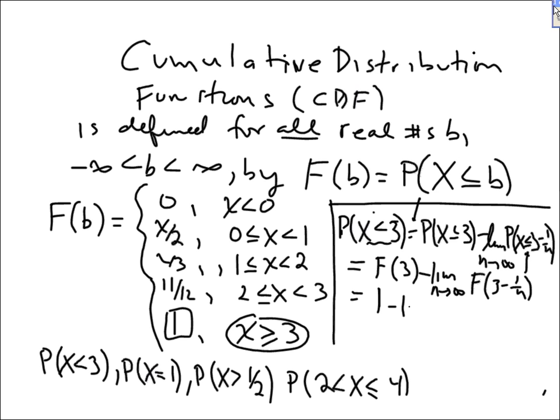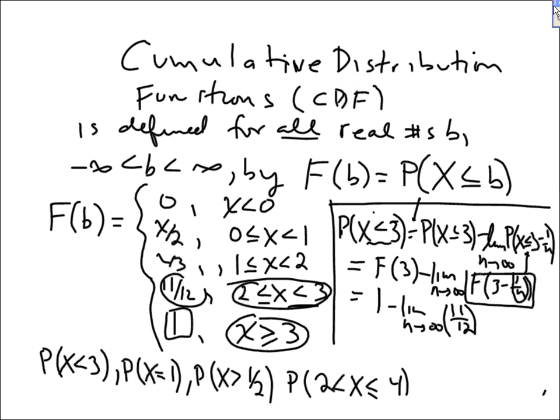Now, n is some positive number, and these numbers are all less than 1. So you have 3, and you're taking away a little. A little bit less than 3 is here. X can be less than 3. So it's always 11 over 12. In fact, this result isn't even a function of n. So you get 1 minus 11 over 12, which is 1 over 12. So that is the answer to the first one.